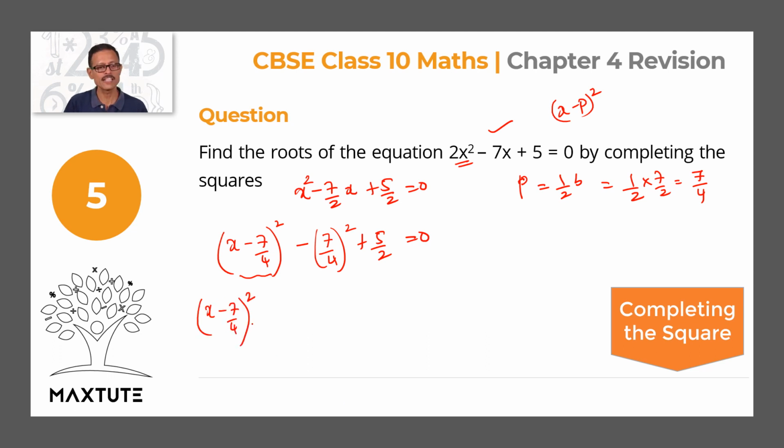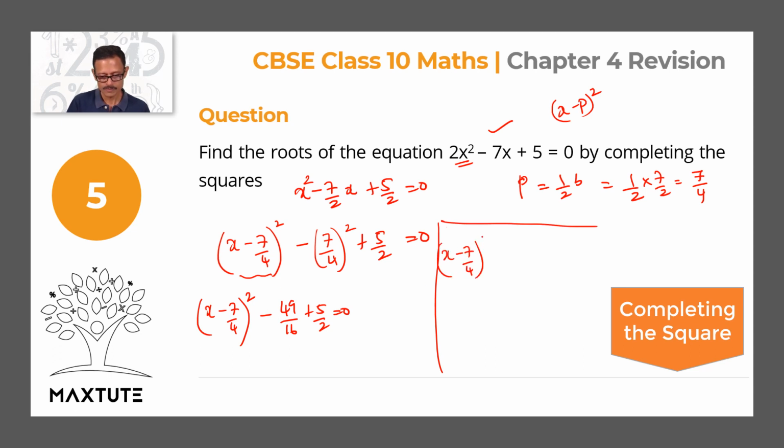That'll be stupid. (x minus 7 by 4) the whole square minus (7 by 4) the whole square can be written as 49 divided by 16, plus 5 by 2 is equal to 0. We'll take all of that to the right side. So (x minus 7 by 4) the whole square is equal to 49 by 16 going to the right hand side as minus 5 by 2. So take 16 as a common denominator. It's going to be 49 minus 5 times 8, which is equal to 40.